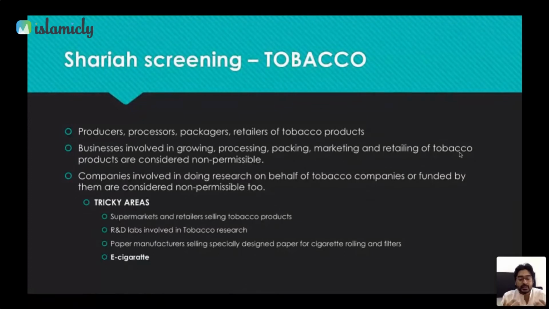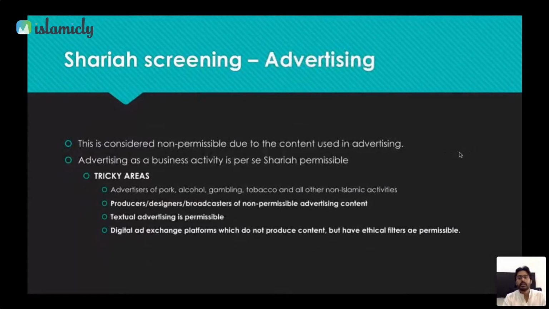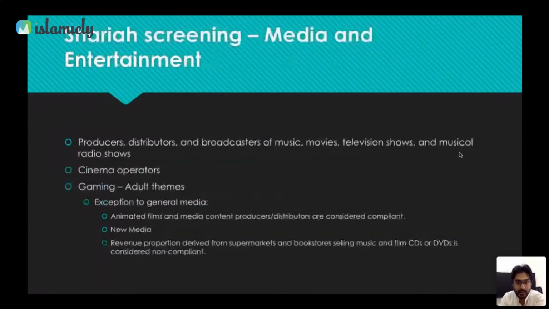The Sharia scholars also give a reason. Let's say, for example, you do not have access to an e-cigarette, what are you going to do? You're going to pick up the original cigarette and smoke it, right? Hence, these e-cigarettes are not helping the cause, and manufacturing of these e-cigarettes is also considered non-permissible. Okay, let's get to advertising.